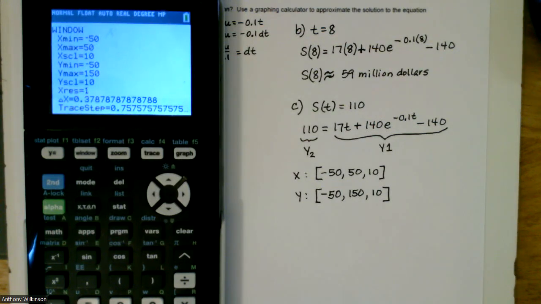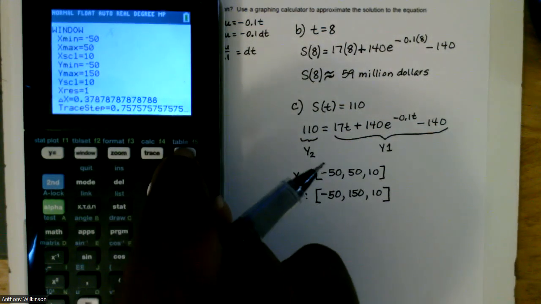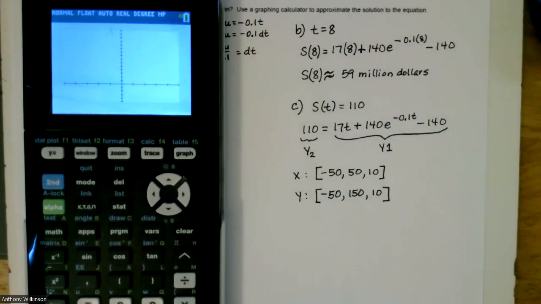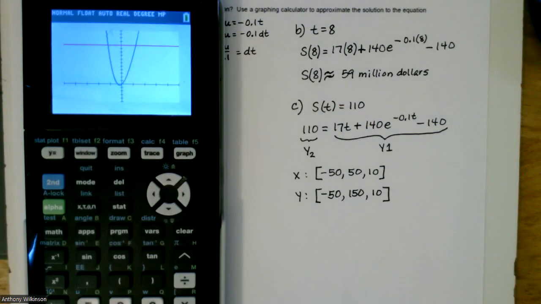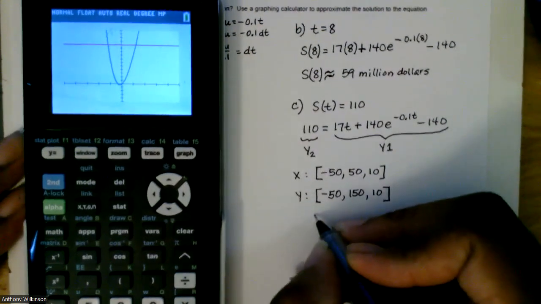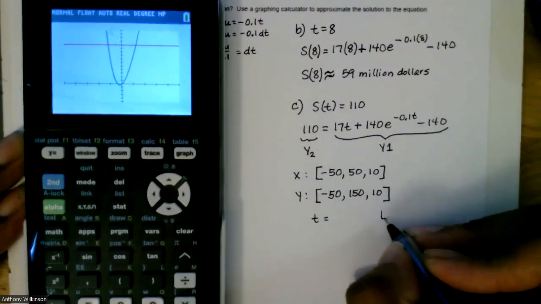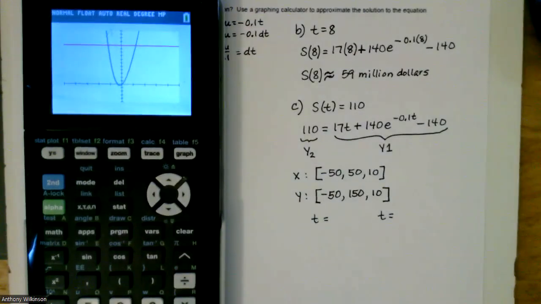All right. Next, I'm going to press the button that says graph. The first graph you should see is a graph of a parabola. It looks like a parabola. The next graph is going to be a straight line, y equal 110. So you can see that this horizontal line is crossing this graph at two different places. So we need to find out what the intersection is here. That will tell us what t is. So our graph is intersecting in two different places.